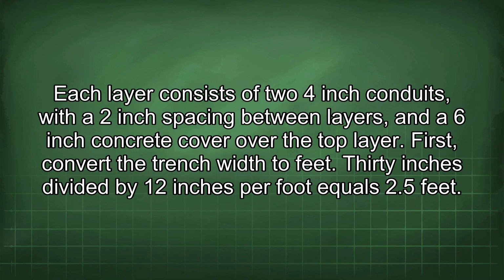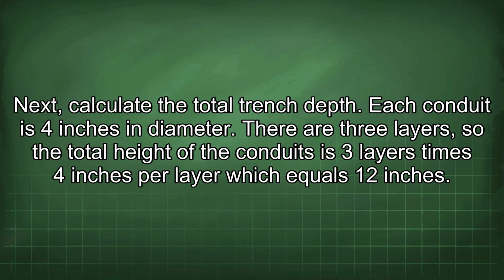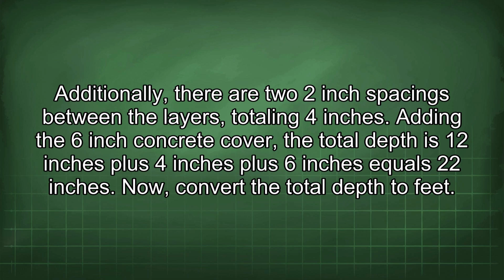30 inches divided by 12 inches per foot equals 2.5 feet. Next, calculate the total trench depth. Each conduit is 4 inches in diameter. There are 3 layers, so the total height of the conduits is 3 layers times 4 inches per layer, which equals 12 inches. Additionally, there are 2 2-inch spacings between the layers, totaling 4 inches. Adding the 6-inch concrete cover, the total depth is 12 inches plus 4 inches plus 6 inches equals 22 inches.